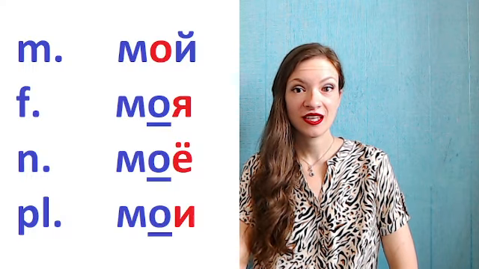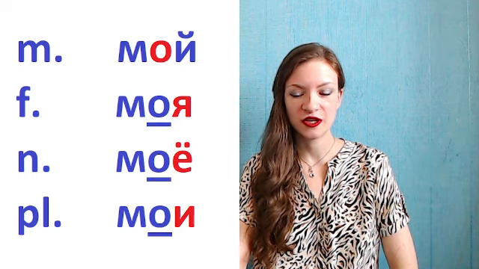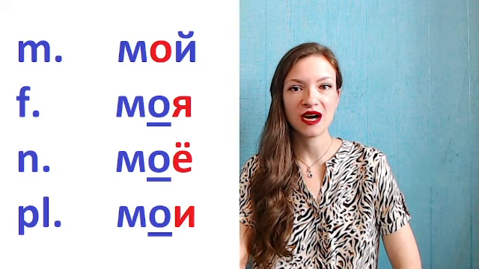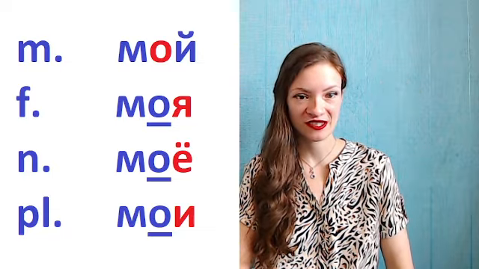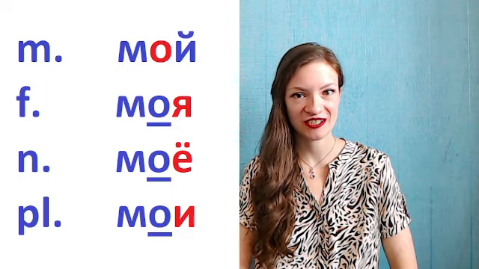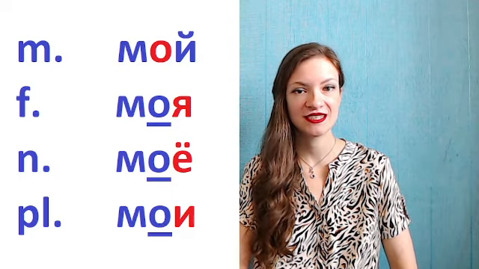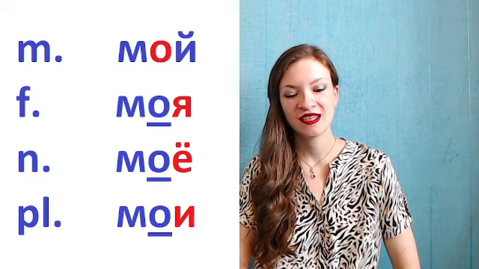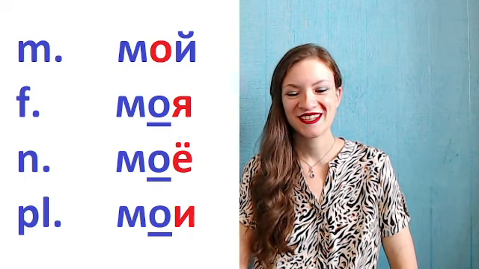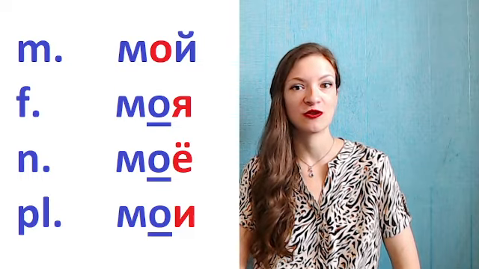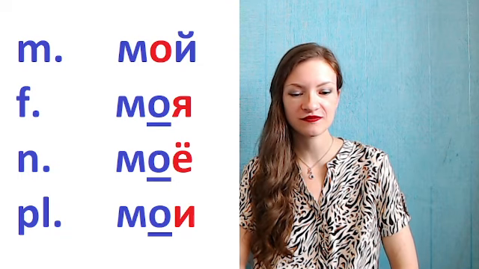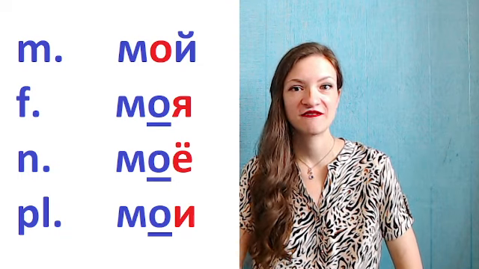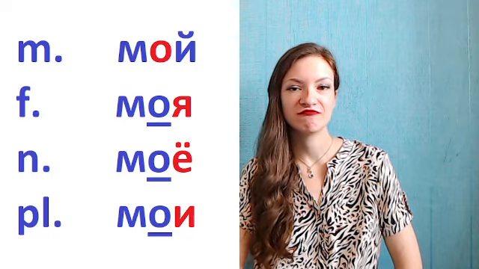I will show you some pictures. So in English, you have one word and it means my. In Russian, we have four words. We have masculine, feminine, and neuter genders in the Russian language. So we have three different forms for these genders, and we have a plural form, of course. So if you talk about something or someone masculine, you say мой, мой. If you talk about something of feminine gender, you say моя.